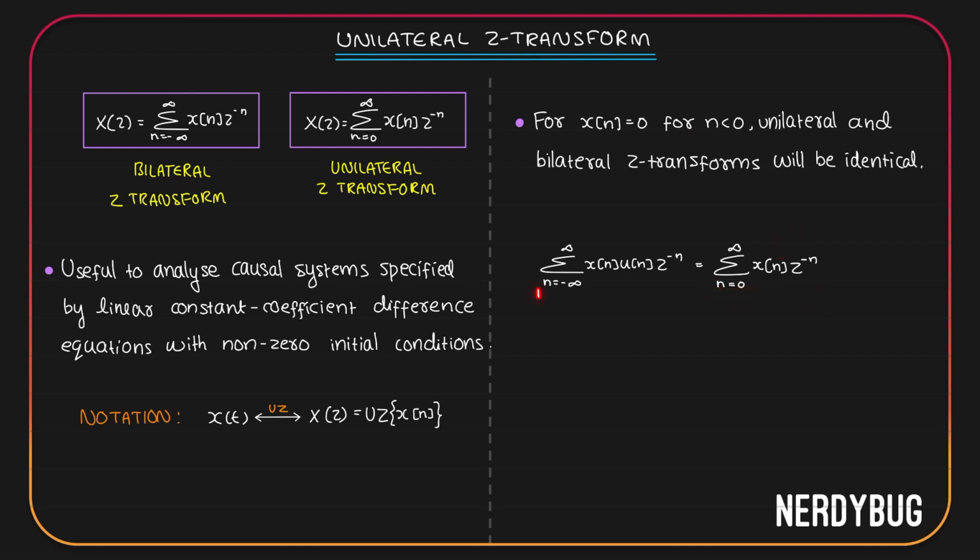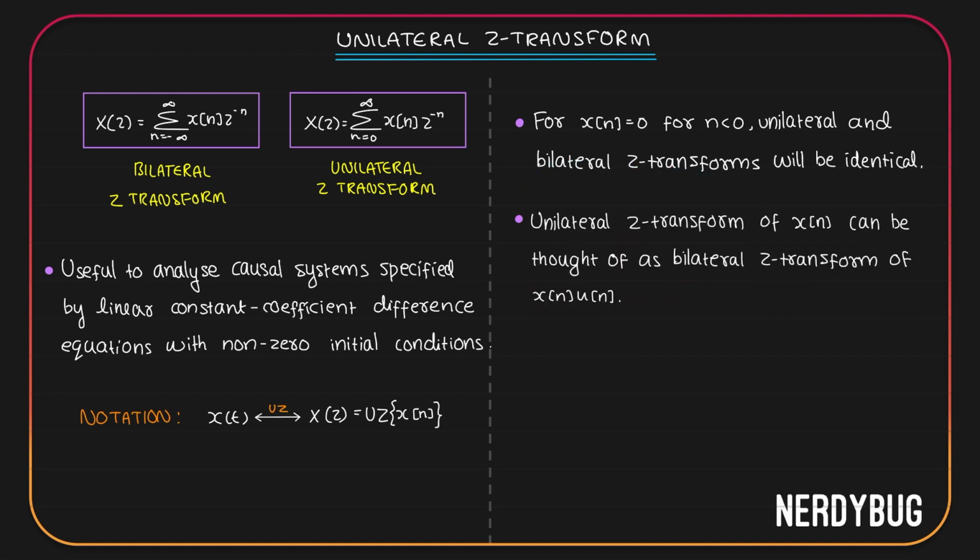What we started with is the bilateral Z transform of x[n] u[n]. So we can write that the unilateral Z transform of x[n] can be thought of as the bilateral Z transform of x[n] multiplied by u[n].